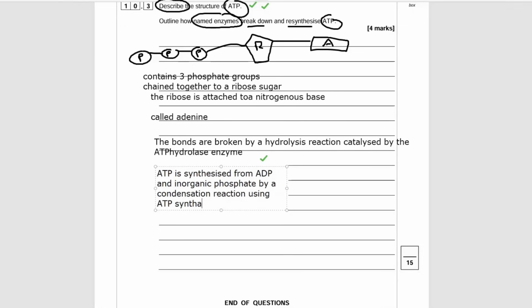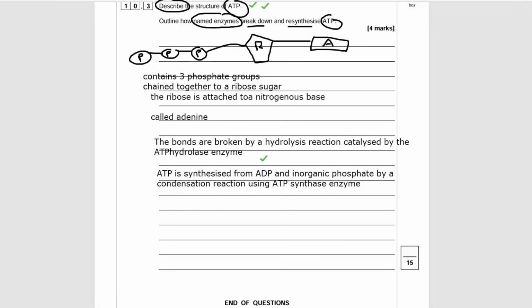And of course, just to help yourself out, you could write the reaction out, which would be ATP, reversible symbol, goes to ADP, adenosine diphosphate, plus Pi, which is an inorganic phosphate, and that's going to get us all the 4 marks, 2 for the description and 2 for the different enzymes. So yeah, we're going to cover it all.